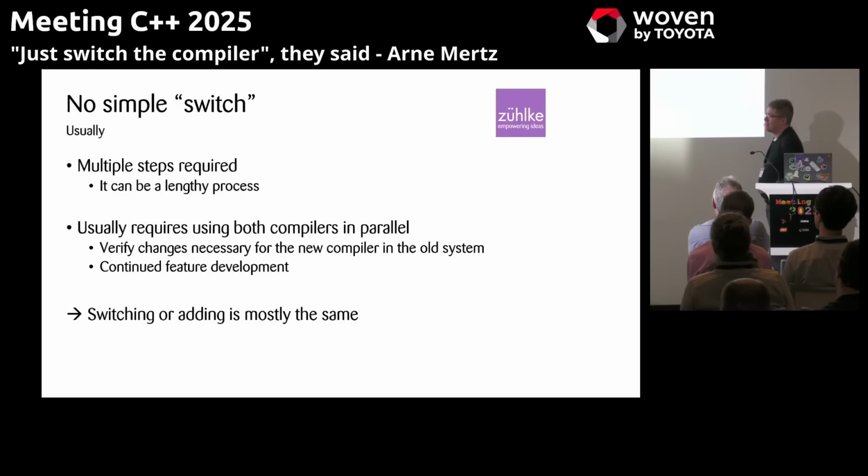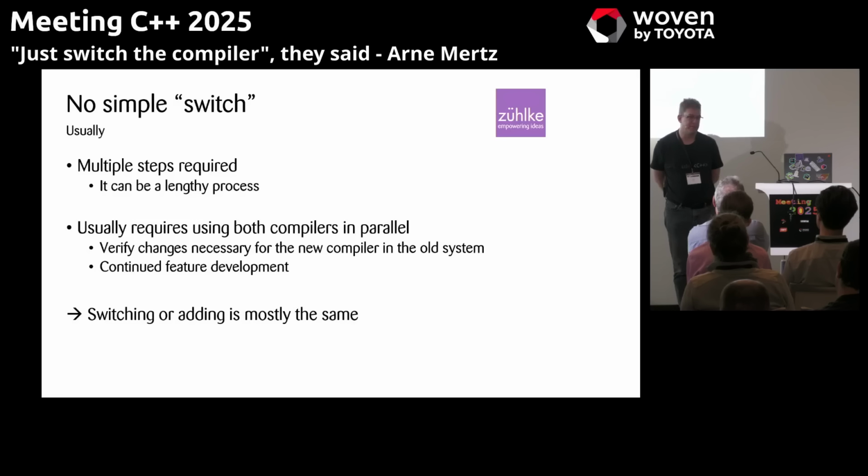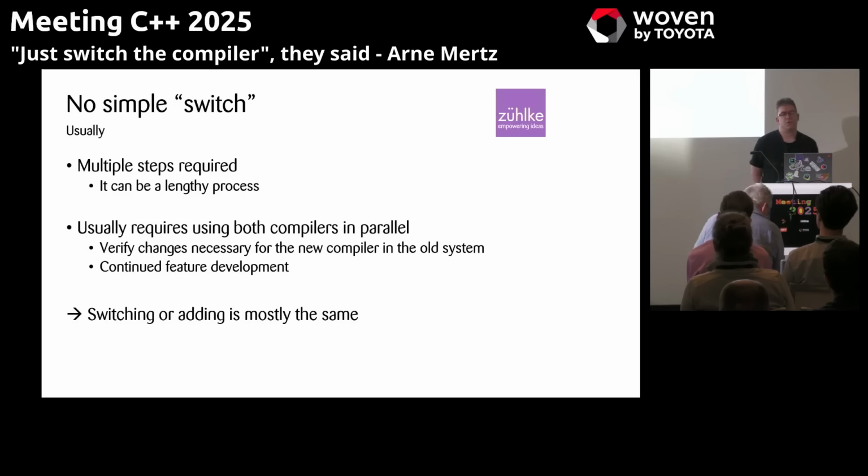And since it takes that time, you usually want to have both compilers running in parallel, because you can't just phone your customers and say, well, for the next half year, you won't get any updates from us because we are switching compilers. Usually doesn't go well. So you want to be able to fix bugs in the old code base. You want to be able to add new features using the old compiler, and at the same time work on making your project compatible to the new compiler.